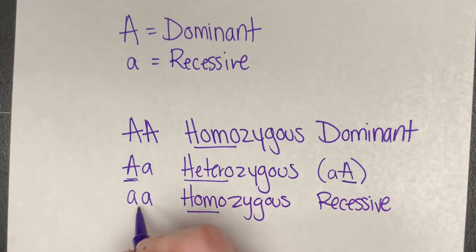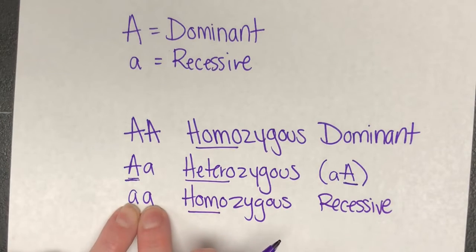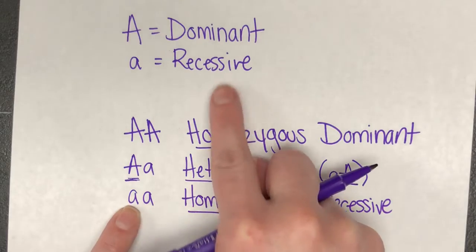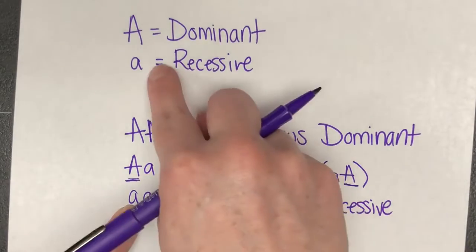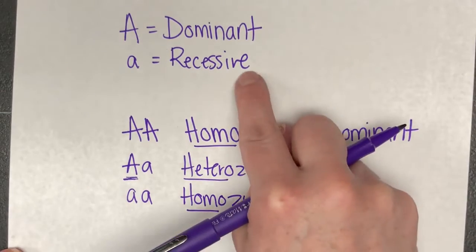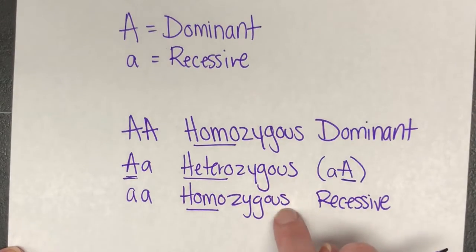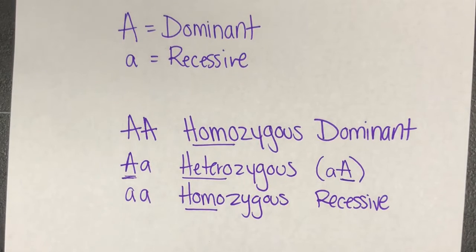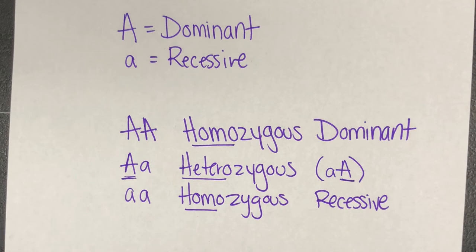Okay, again, homo means same. We have two of the same case. They're both recessive. This told us that we're using this little letter. So it is the same, it is the recessive. This is the only way you see the recessive trait as the phenotype.